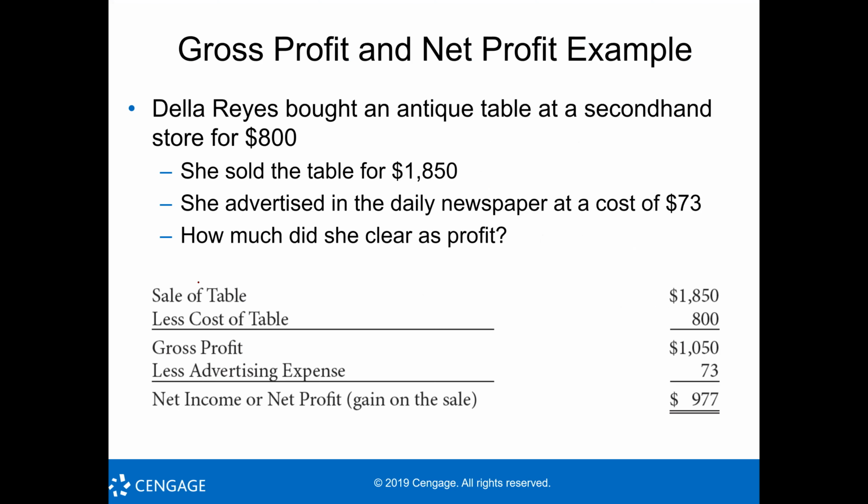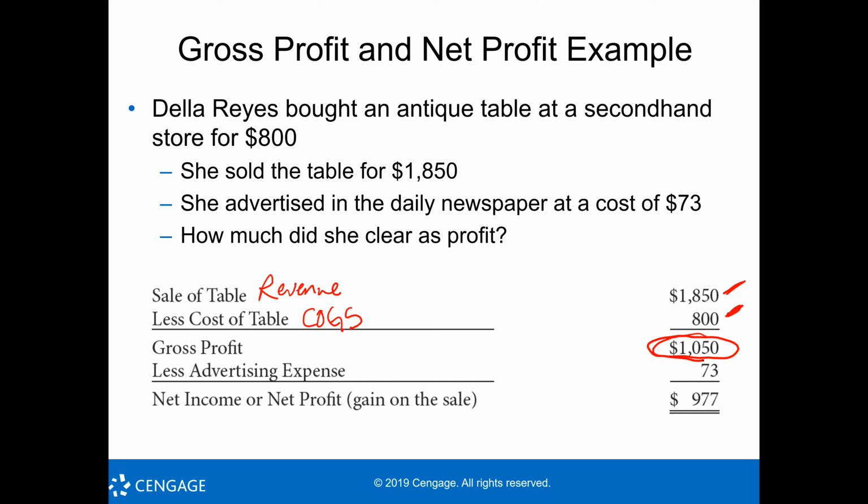It says Della Reyes bought an antique table at a secondhand store for $800. She sold the table for $1,850. She advertised in the daily newspaper at a cost of $73. How much did she clear as profit? So we'll see, here's the sales revenue, the sale of the table, AKA the revenue, $1,850, minus cost of goods sold, the cost of the table, $800, gives us then gross profit of $1,050.